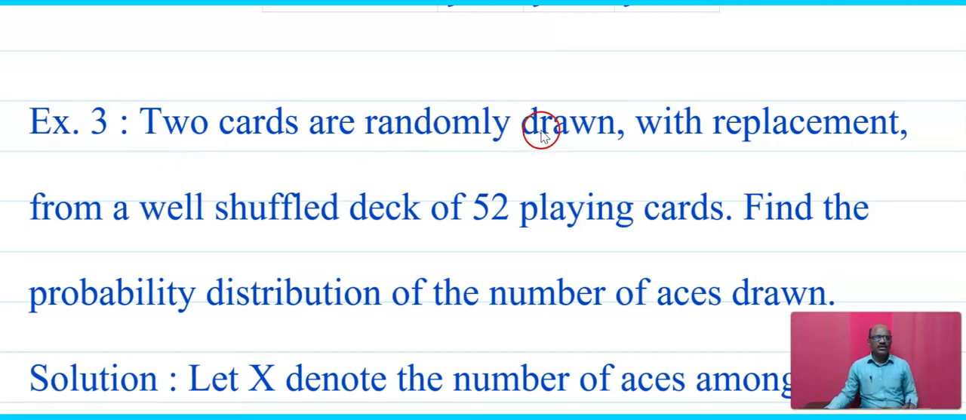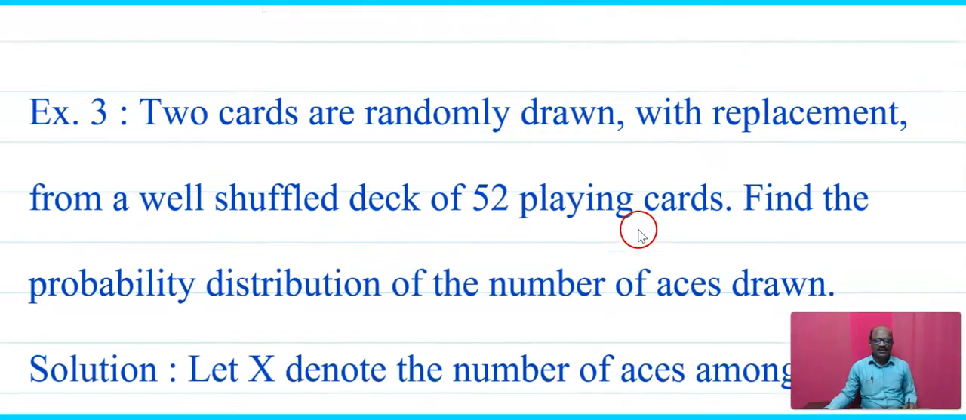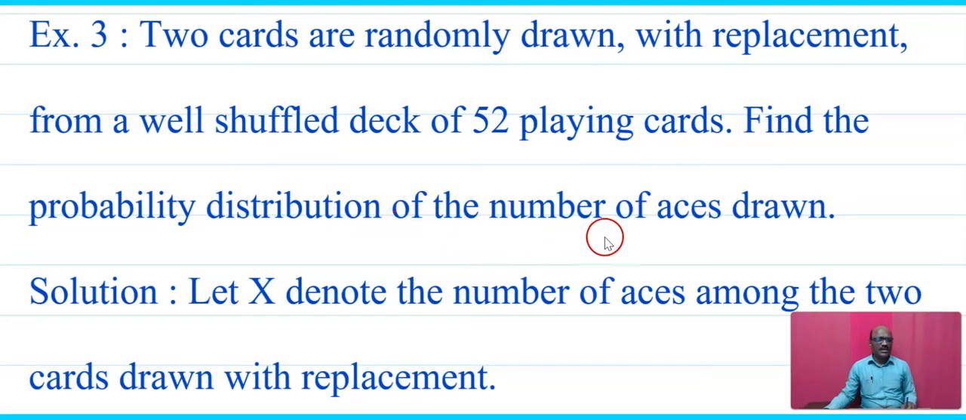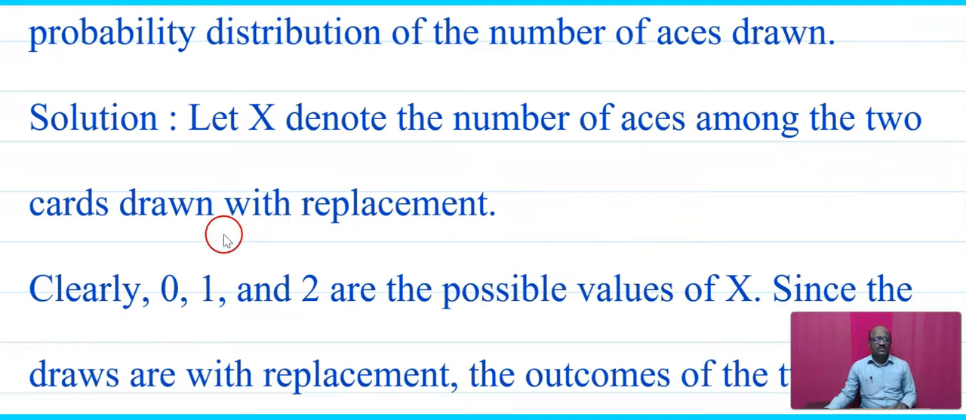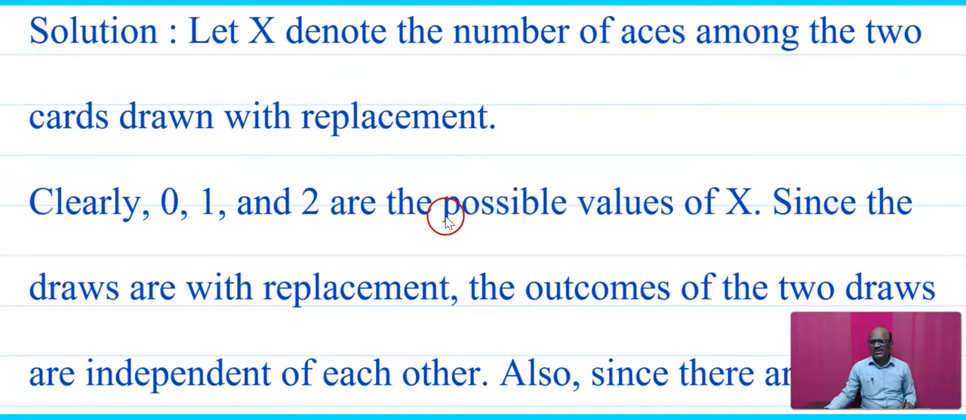Now see this again. 2 cards are randomly drawn with replacement from a well-shuffled deck of 52 playing cards. Find the probability distribution of the number of aces drawn. Now the solution. Let X denote the number of aces among the two cards drawn with replacement. Then what are the possible values of X? That is 0, 1 ace, 2 aces.